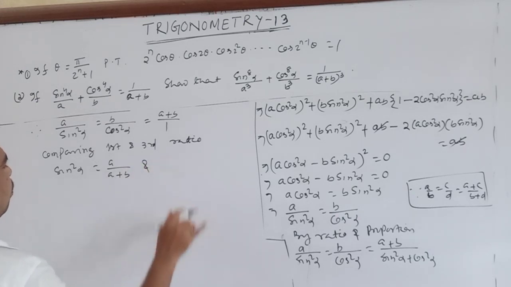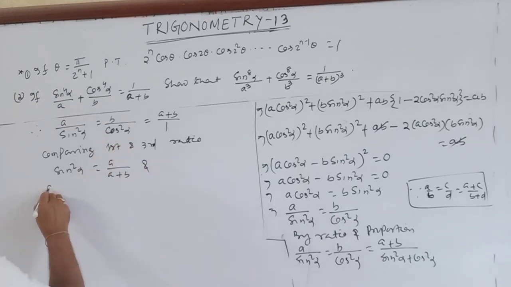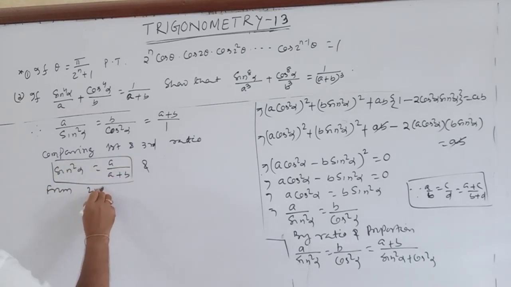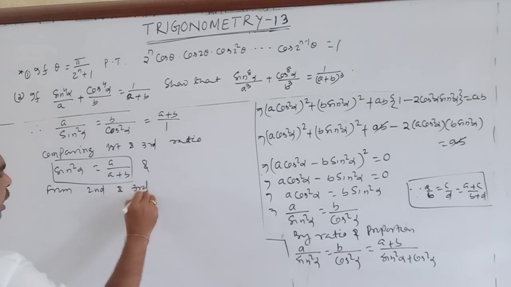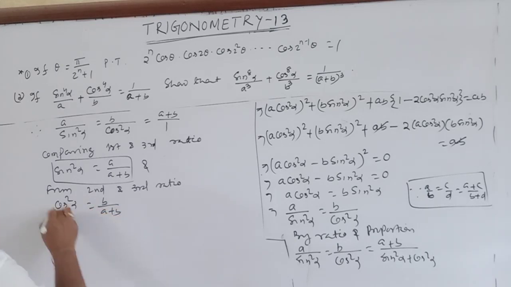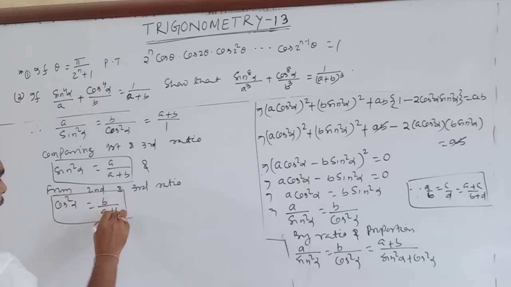And from second and third ratio, cos square alpha is equal to b by a plus b.